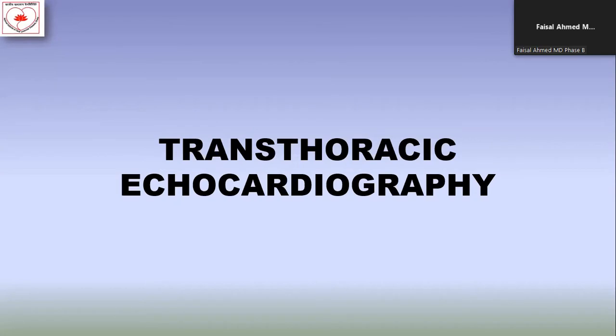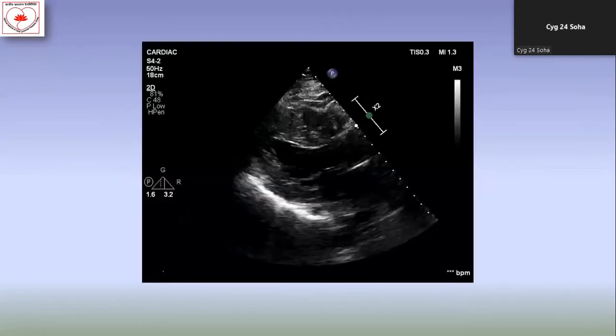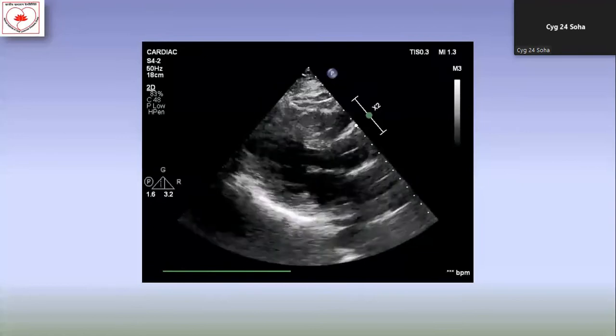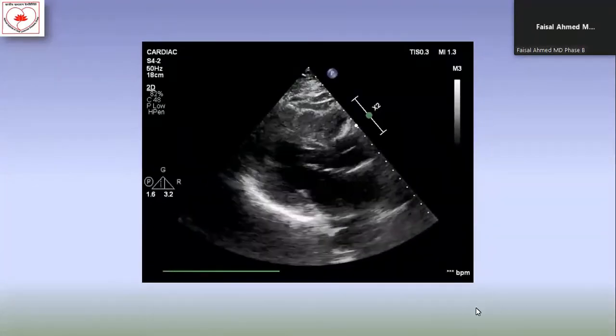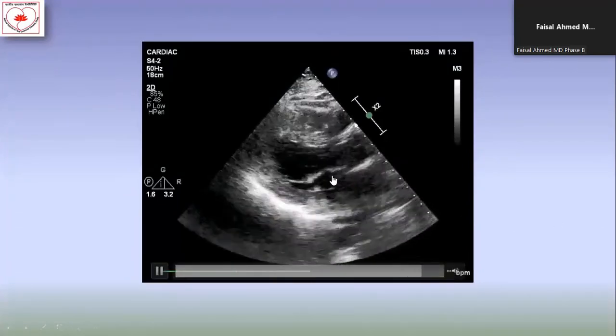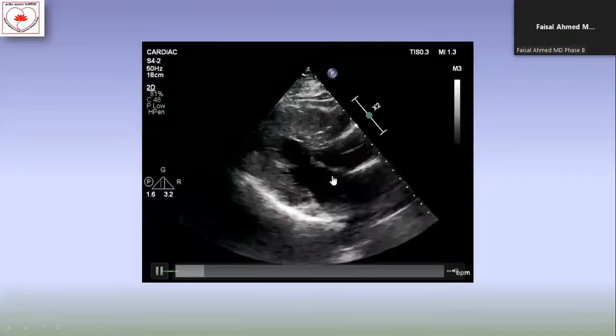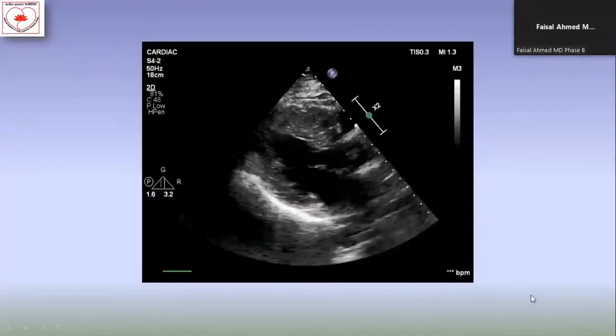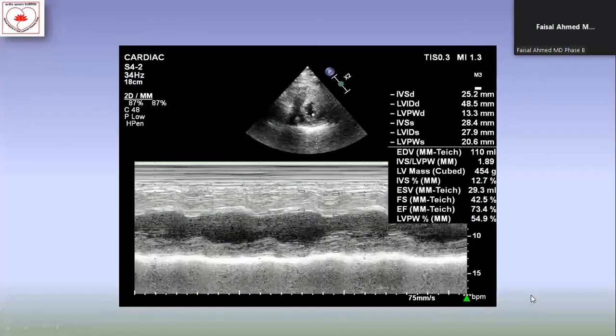So echo evaluation of the patient was done. This is a PLAX view of the patient showing asymmetrical septal hypertrophy with normal aortic valve morphology and no systolic anterior motion of the anterior mitral leaflet of the mitral valve. The M mode shows the maximal wall thickness is more than 25 millimeter, making a septal to posterior wall ratio of more than 1.3:1, and the LV systolic function was found to be normal, more than 70%.